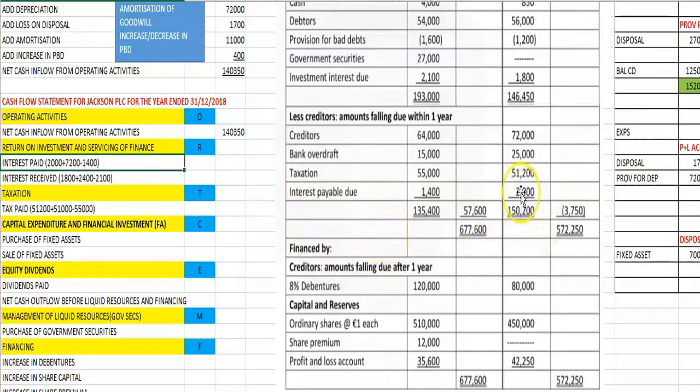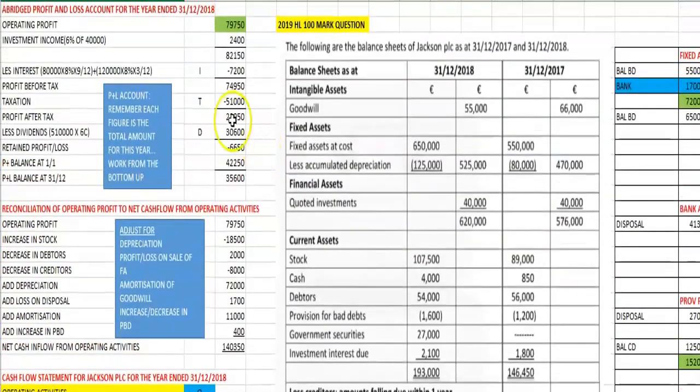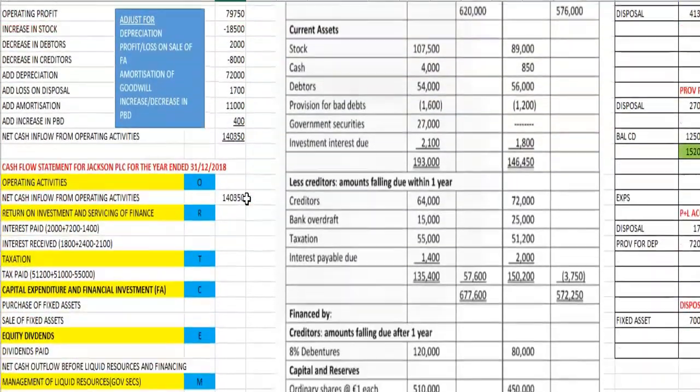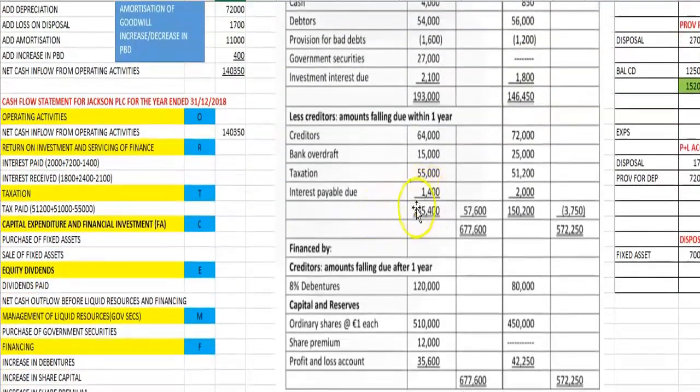At the beginning of the year, you had interest due of €2,000. Then you add on to that this year's interest charge, which is €7,200. That's €9,200 worth of interest. But at the end of the year, you see that you're only due €1,400 of interest. So that means that you must have paid, in this case, €7,800 in interest during the year.